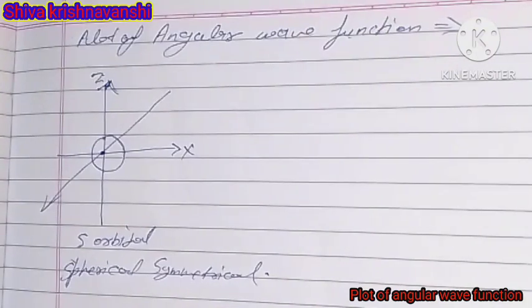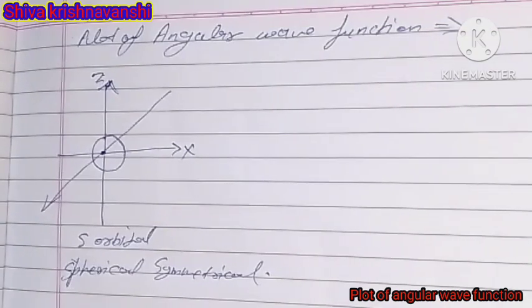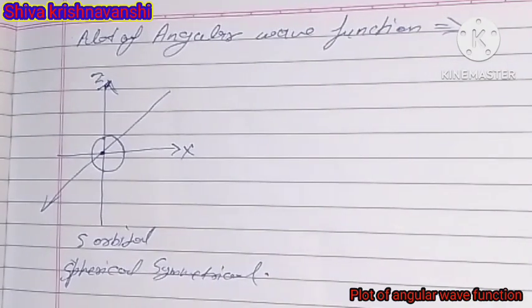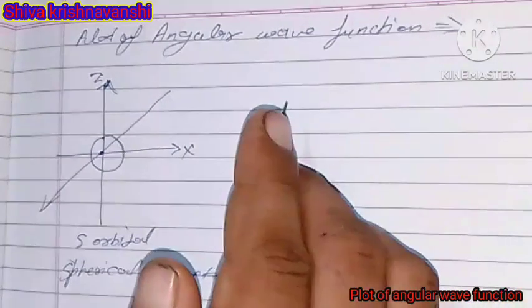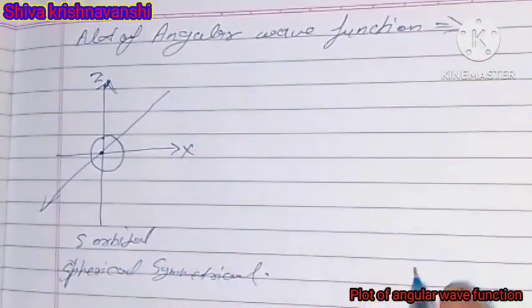Angular dependence of different orbitals has been shown. The positive and negative signs show plus and minus orbital wave in the particular region. When the angular part of the wave function is plotted, the following figures are obtained for px, py and pz, for p orbital.